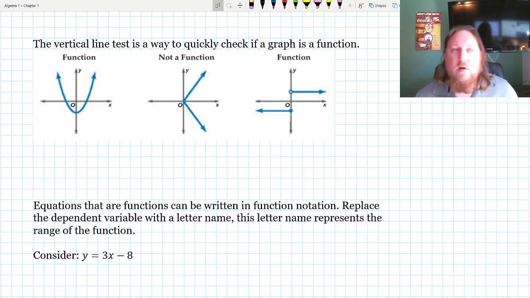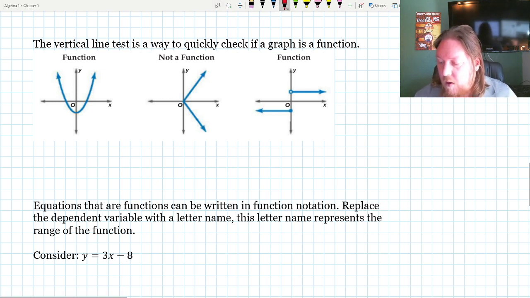All right, the vertical line test. It's a way to quickly check to see if a graph is a function. And I'm not even going to do an example with this because it is so simple. So some of the questions, they might have a graph already there for you. Sometimes you have to make the graph yourself. But all you're going to do is draw a vertical line.